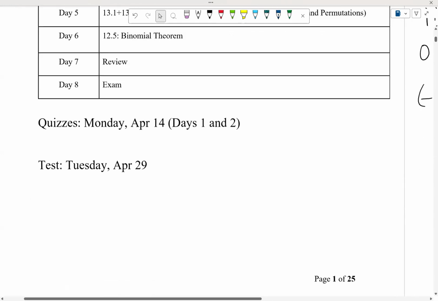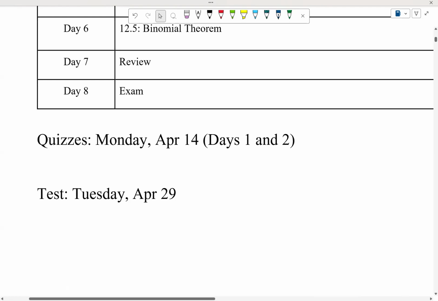Binomial theorem. We're gonna have one quiz. It's gonna be on the 14th, so that's 6 days away, on whatever we do today and next time. That's it.